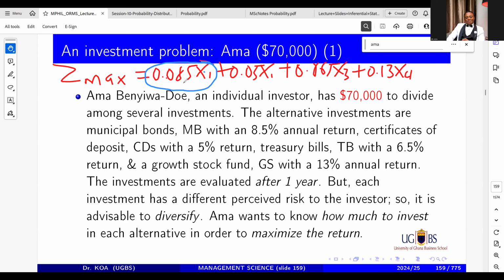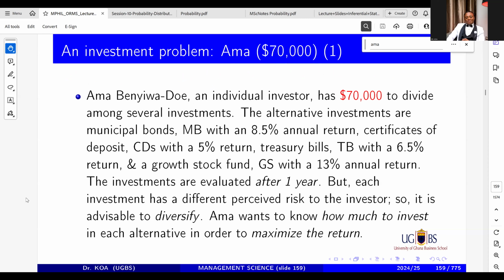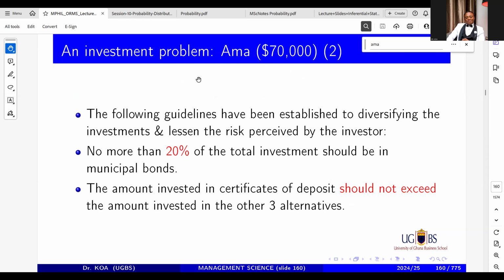So note that. And then, of course, what you have on the right here is for the total return. Now that we have formulated this, we are ready to go and look at the constraints. So we are going to check each constraint one by one. Let's go to the first constraint. The first constraint says that no more than 20% of the total investment should be in municipal bonds.